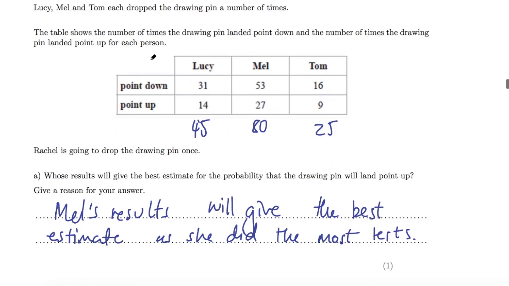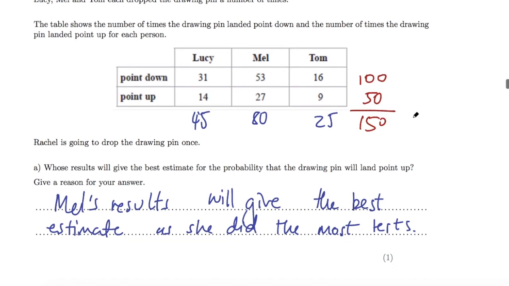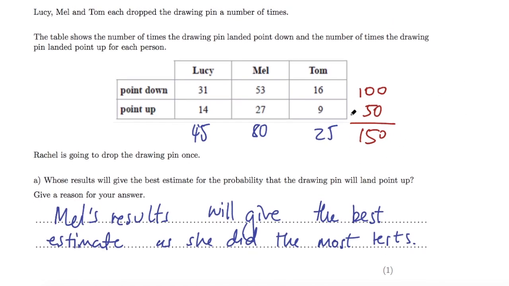And if we're using all of the experiments, we can add up the amount of times it landed point down. So we add all of those up and we get 100. And the number of times it landed point up, and we get 50. So already we can see it's more likely to land point down if we drop the drawing pin. And in total they did 150 tests. What this tells us is that based on this experiment, there's 100 over 150 chance of it landing point down and 50 over 150 chance of it landing point up.